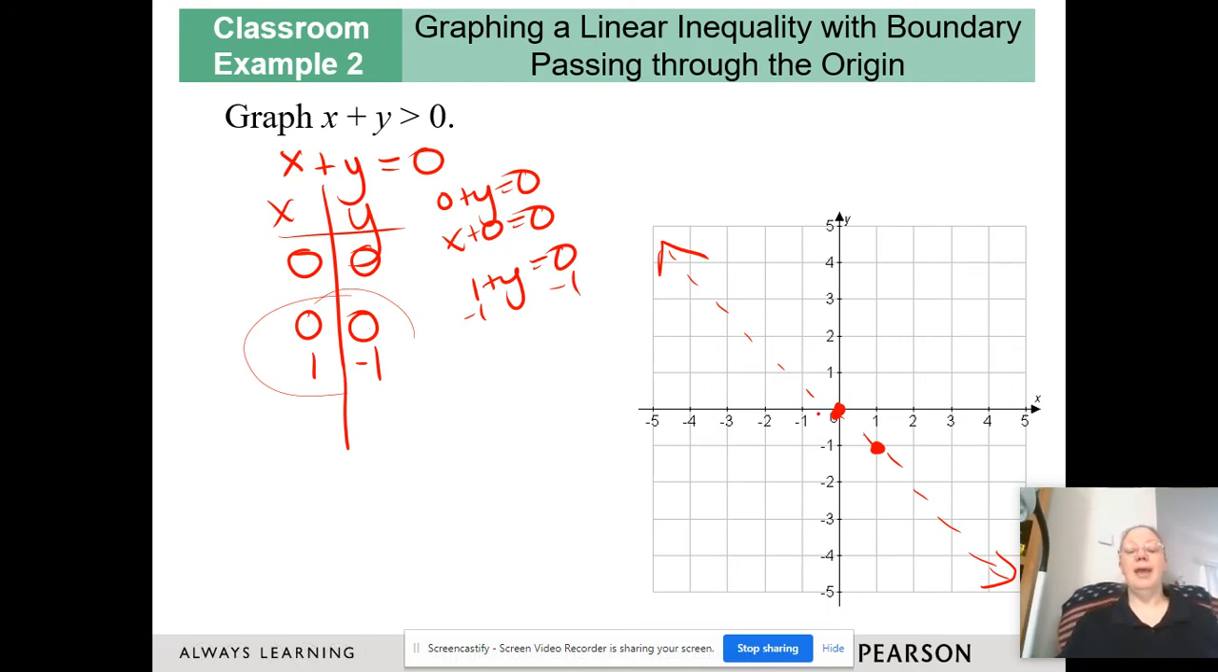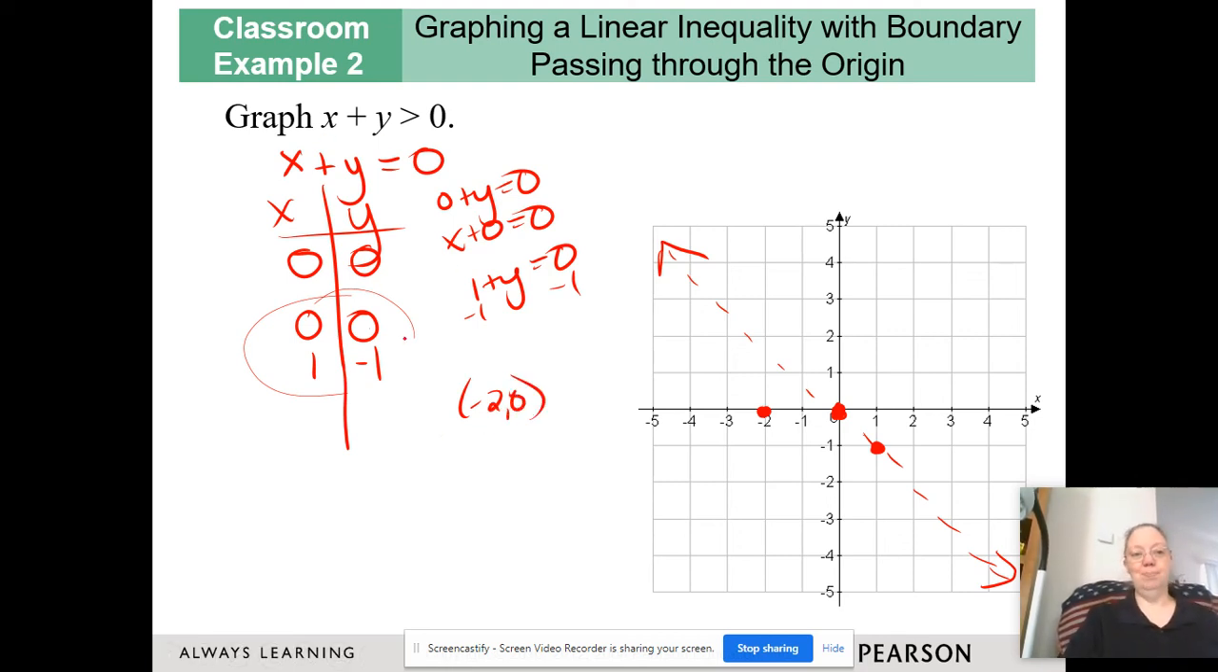So now we have to pick a test point. We cannot use 0, 0 because our line goes through 0, 0. So here's what you're going to do. You're going to pick some other point. It doesn't matter what. So let me pick negative 2, 0. I'm going to pick negative 2, 0 as my test point.